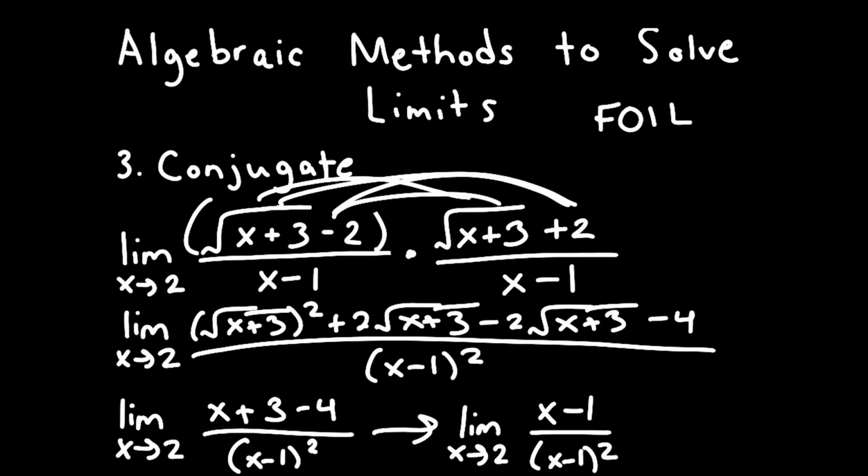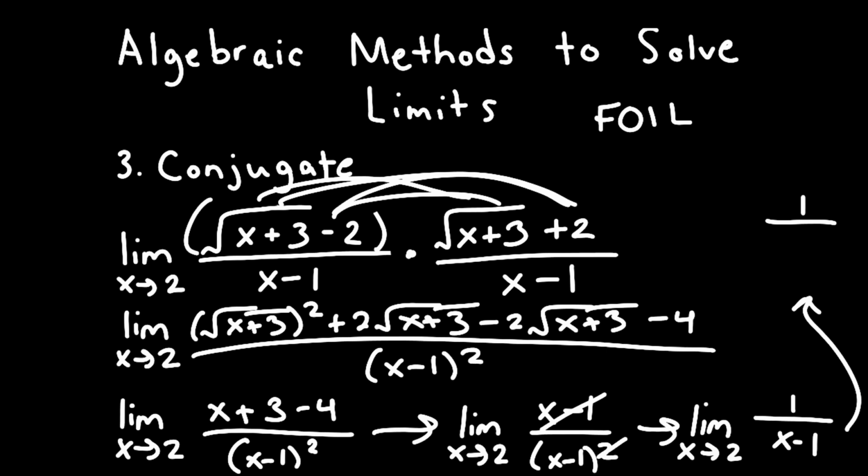And now we can cancel out the x minus 1's on the top and bottom, canceling out the 1 on the top, and canceling out one of the x minus 1's on the bottom. This is finally going to leave us with the limit as x approaches 2 of 1 over x minus 1. And because we can't use the conjugate, there are no trig functions to use trig identities, and there's no way to factor this, we're left with nothing but plugging in. And because 2 minus 1 is 1, that means that the answer to this is 1 over 1, or 1.